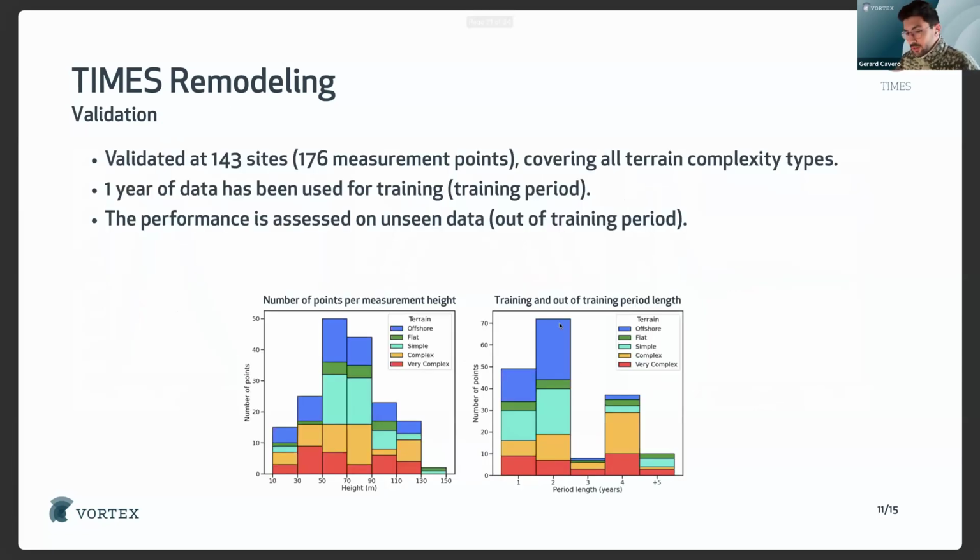So, well, one qualitative example is not enough to understand the benefits of this Times remodeling. So we have conducted, again, another validation, this time focused on 143 sites, again covering all kinds of complexity terrain. So 1 year of these measurements has been used for training the algorithm, and the rest is used to assess the performance of this calibration.